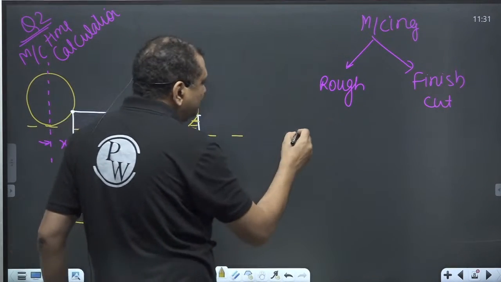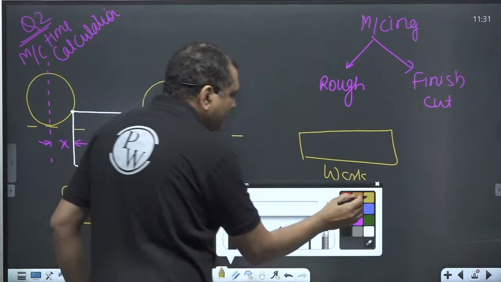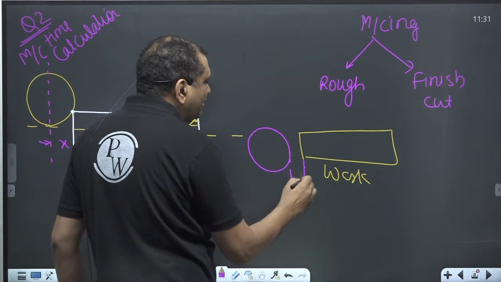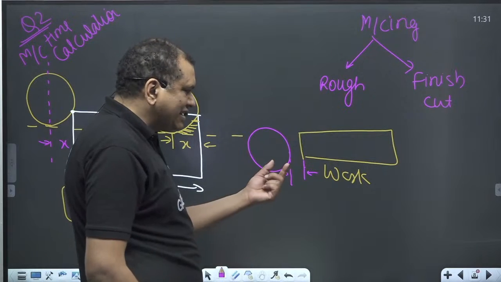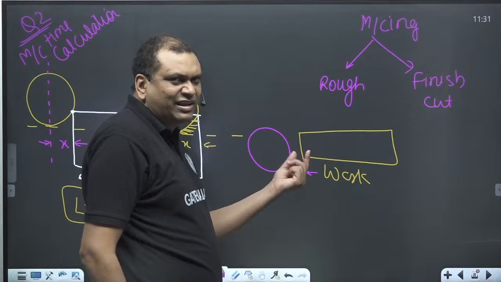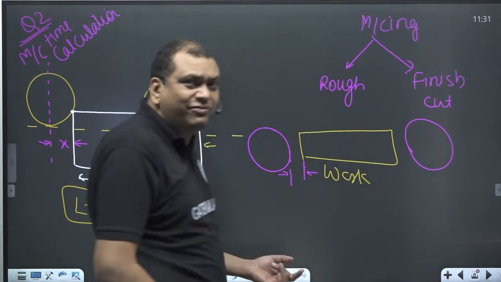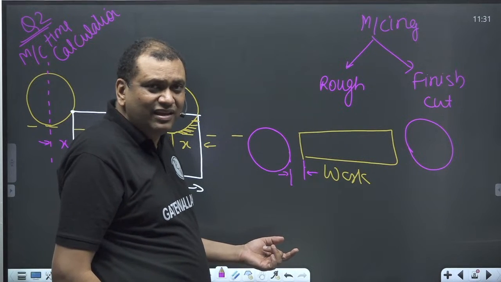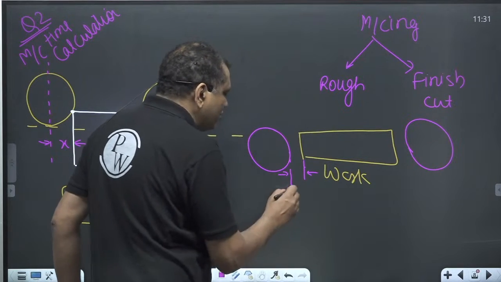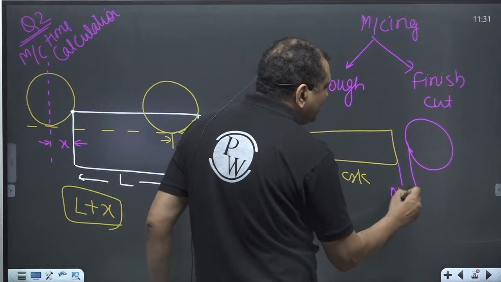So what we do, suppose this is the work. I will start the feed before the cutter is in contact with the work, and I will continue the feed even when the cutter is completely out. This is called approach, and this is called overrun.